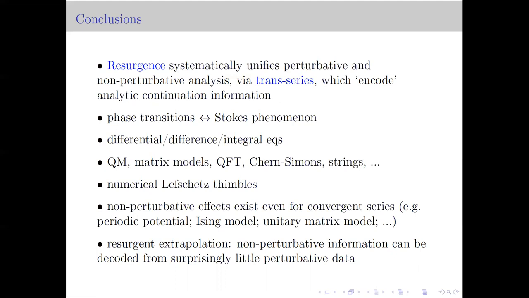And again, that's potentially very useful in many physics applications. So let me stop there. Happy to take questions.